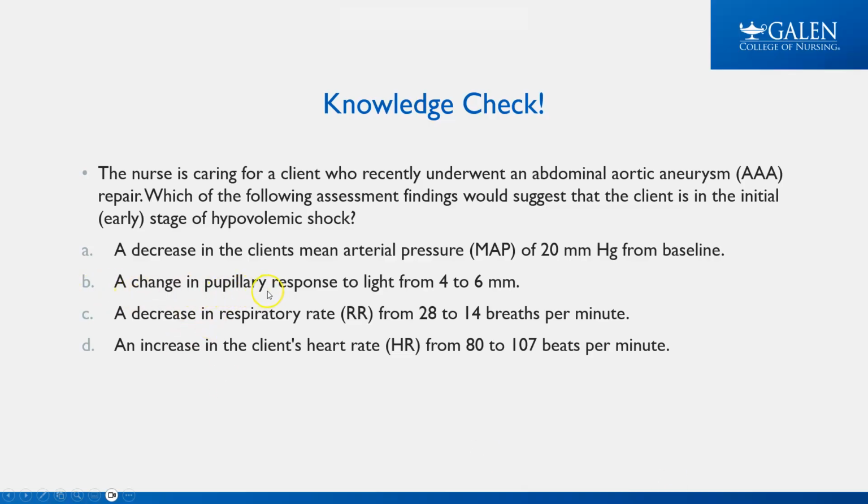A change in pupillary response to light from 4 to 6. No. Decrease in respiratory rate from 28 to 14. That's normal. That is a good thing. Might be too much, just depending on how fast it did it. An increase in client's heart rate from 80 to 107 beats per minute. So normal to abnormal. We're going to pick this one. Remember, tachycardia is in that initial stage.